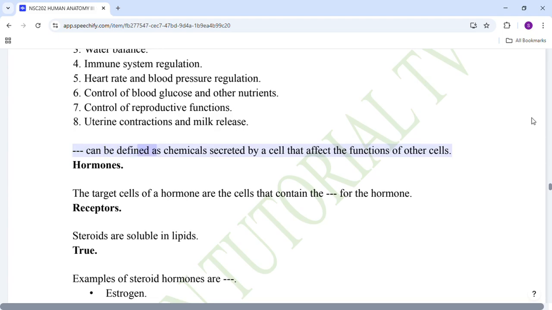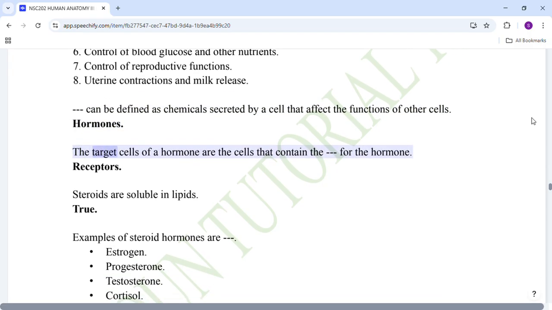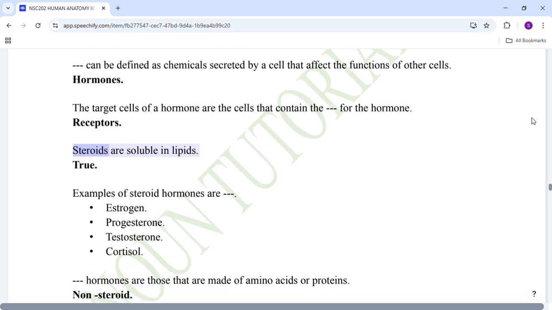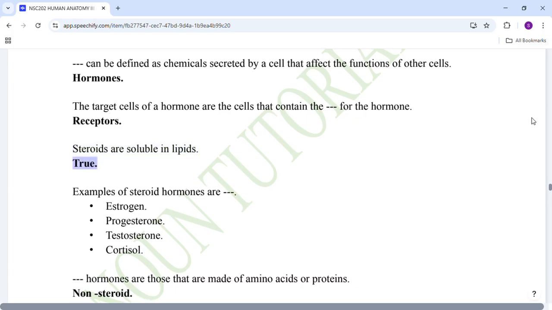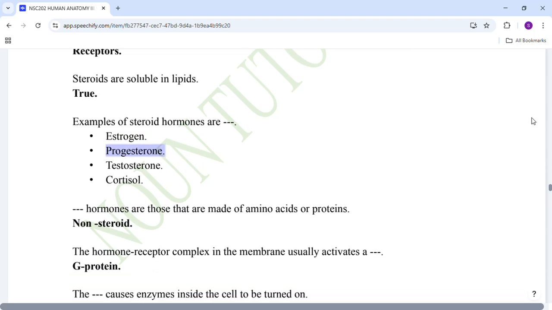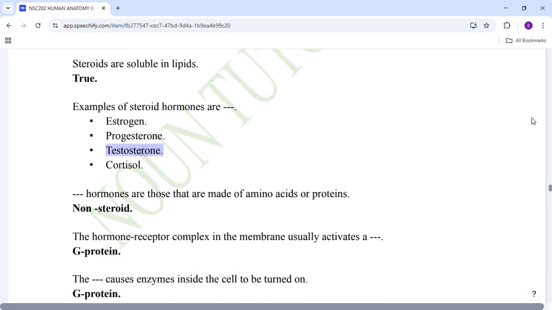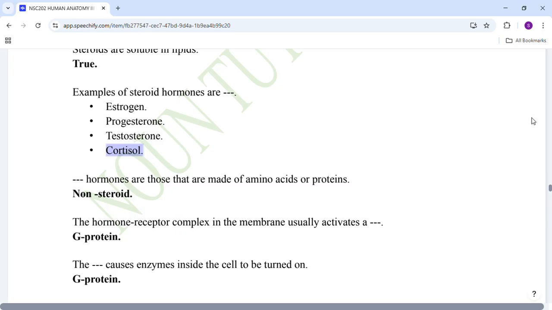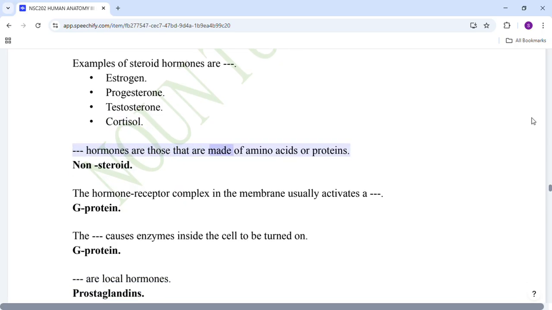Hormones can be defined as chemicals secreted by a cell that affect the functions of other cells. The target cells of a hormone are the cells that contain the receptors for the hormone. Steroids are soluble in lipids. True. Examples of steroid hormones are estrogen, progesterone, testosterone, cortisol.